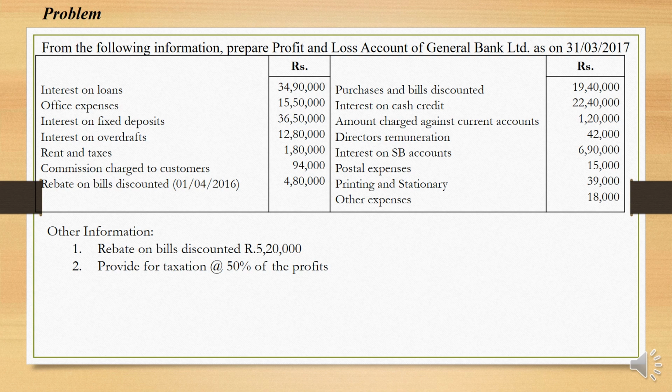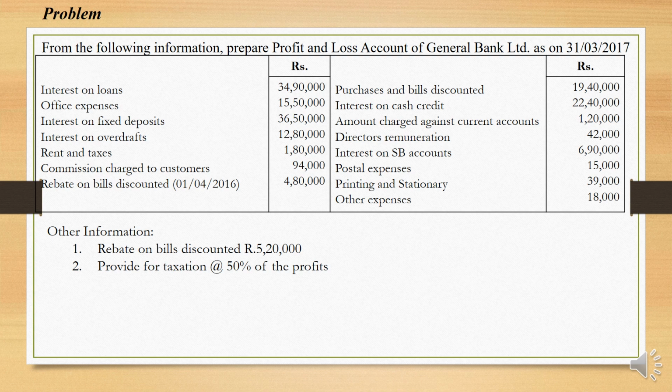So we have the information: interest on loan 34,90,000, office expenses 15,50,000, interest on fixed deposits 36,50,000, interest on overdrafts 12,80,000, rent and rates 1,80,000. So you know the schedules to which they belong. For example, interest on loan, it is schedule number 13. Next, office expenses, operating expenses, schedule number 16.